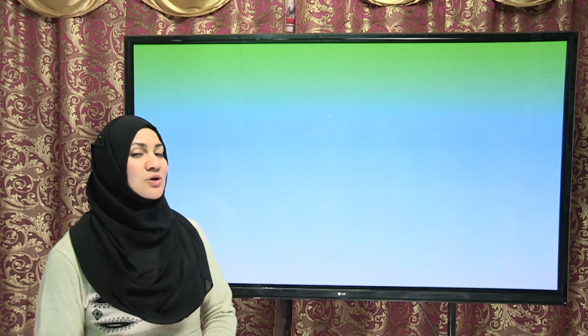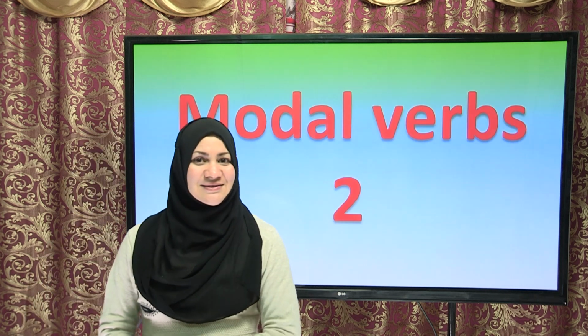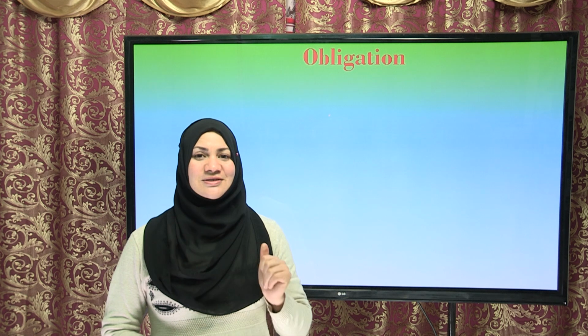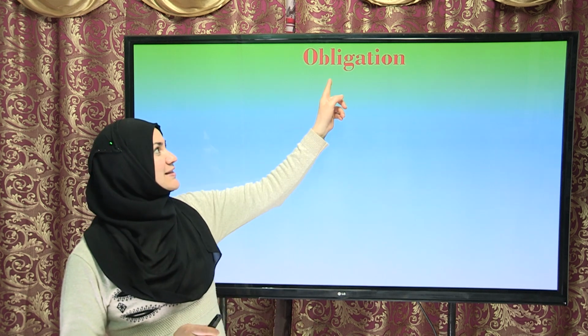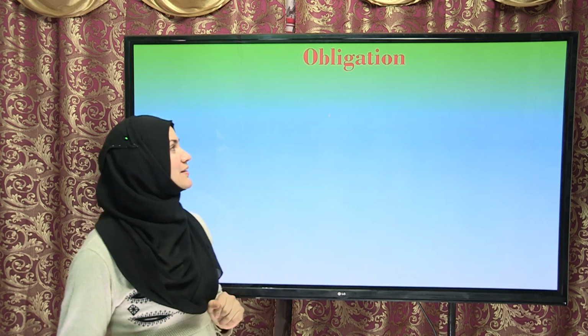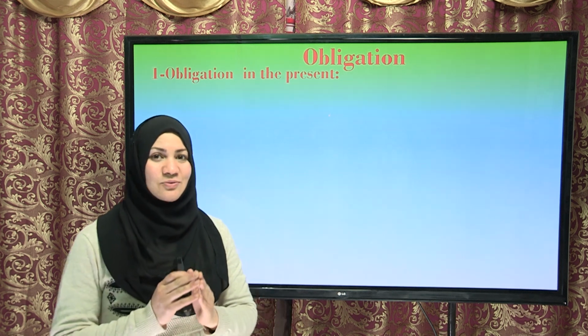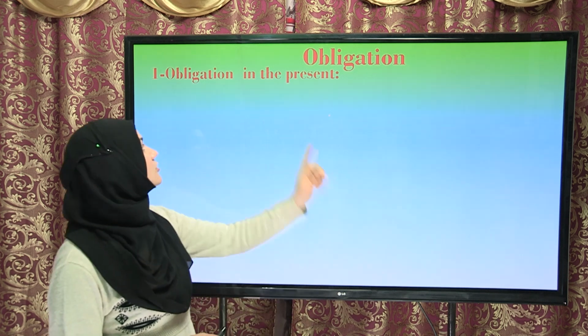So today's lesson, we are going to see modal verbs, the second part. What is the second part of modal verbs and what do these modal verbs express? Let's see together. We have obligation. And of course, the previous lesson was about ability. So today's lesson is about obligation. Let's see together the form and in which tenses we are going to form this obligation, and what is the modal verb that expresses obligation?